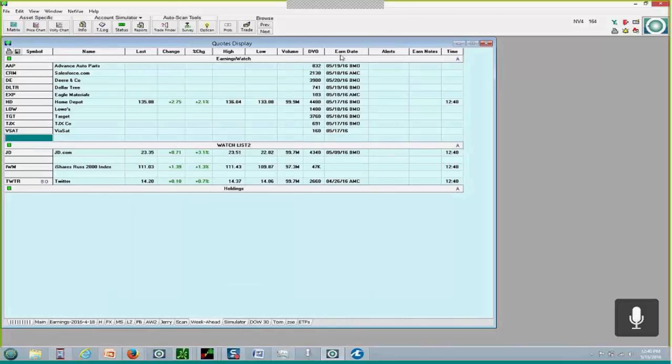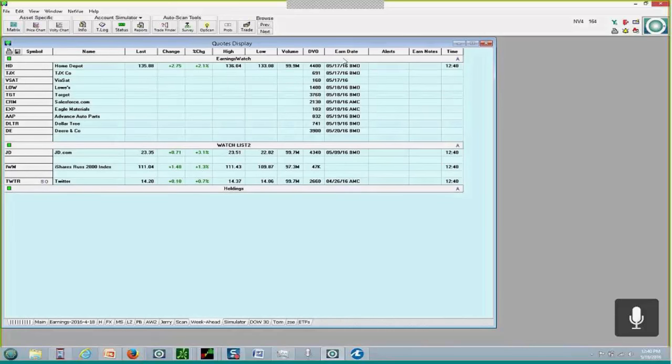I'll close that. Here I have an earnings date column inside of OptionVue, and I can right mouse click and sort. So here we've got Home Depot, we've got TJ Maxx, Viasat, we've got Lowe's. So Lowe's and Home Depot, interesting. Home Depot has earnings tomorrow morning before the market open, and Lowe's the day after that. You got Salesforce.com, Eagle Materials, Advanced Auto Parts, Dollar Tree, and Deere. So those are some good blue chip companies.